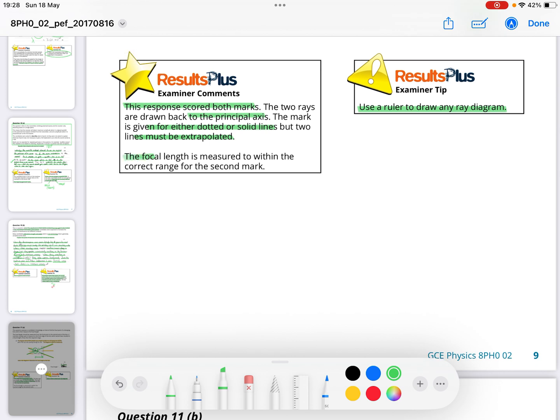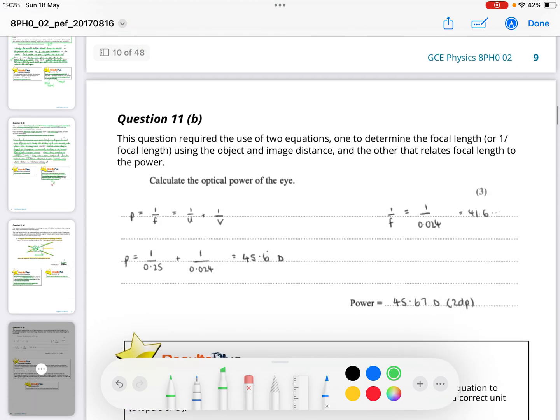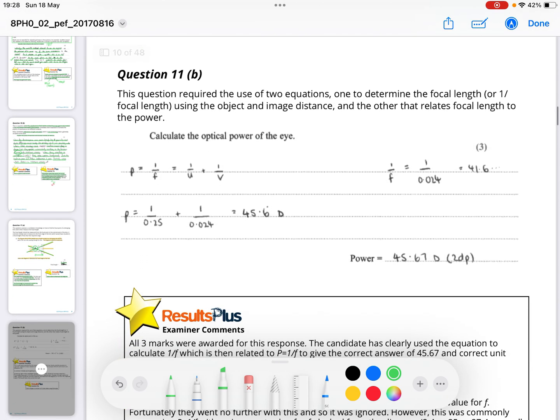And then here it says the focal length is measured to within the correct range for the second mark. So if you're outside their accepted values, you didn't do it accurately, you'll lose one of the marks. Question 11a, it wants you to calculate the power of the eye.